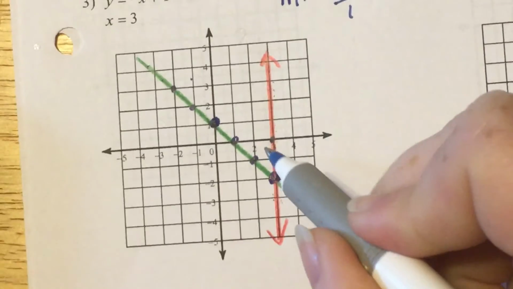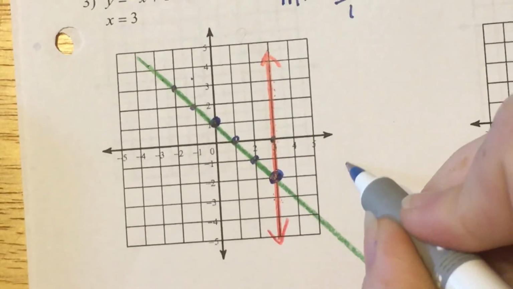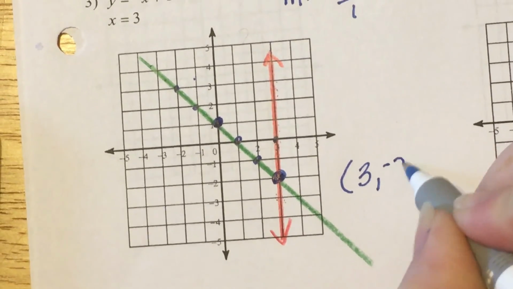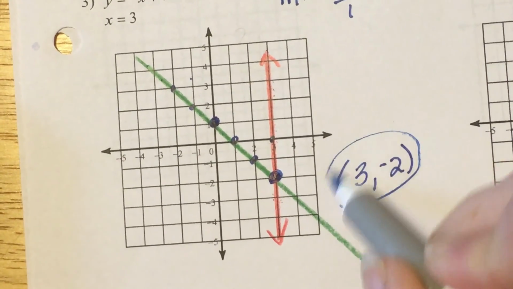And then you're going to have 1, 2, 3, and down 2. 3, negative 2. That will be your solution.